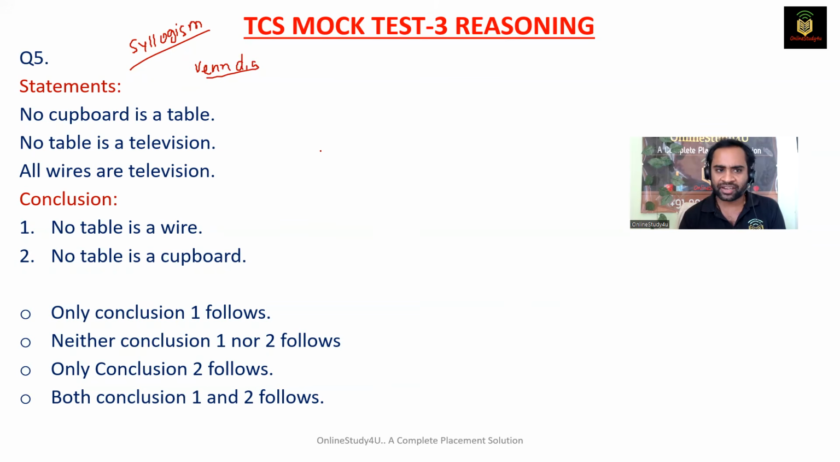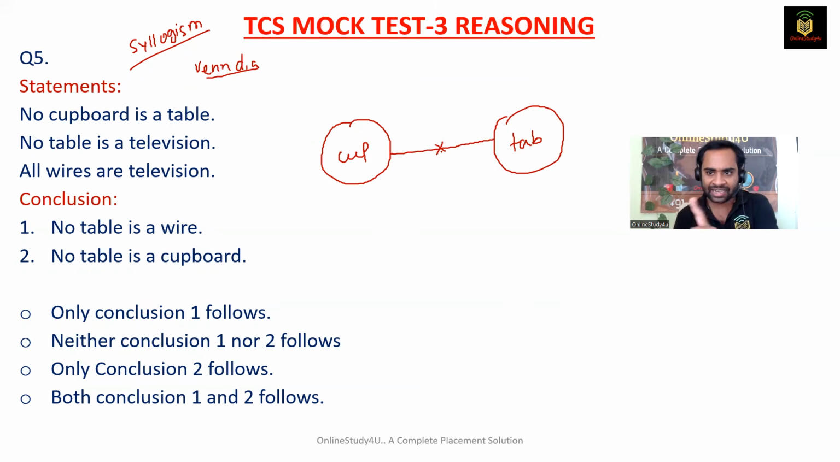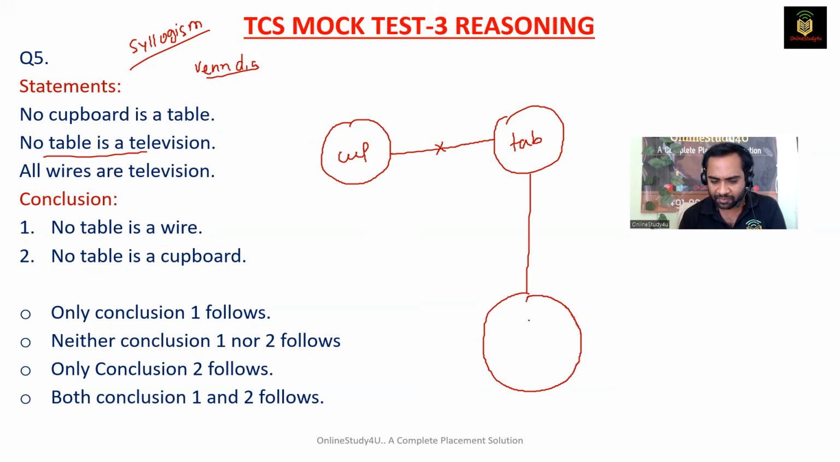No cupboard is a table. Now this is my cupboard and this is my table. So no cupboard is a table, so cupboard and table do not have any relation. Now no table is a television. So table and television do not have any relation.